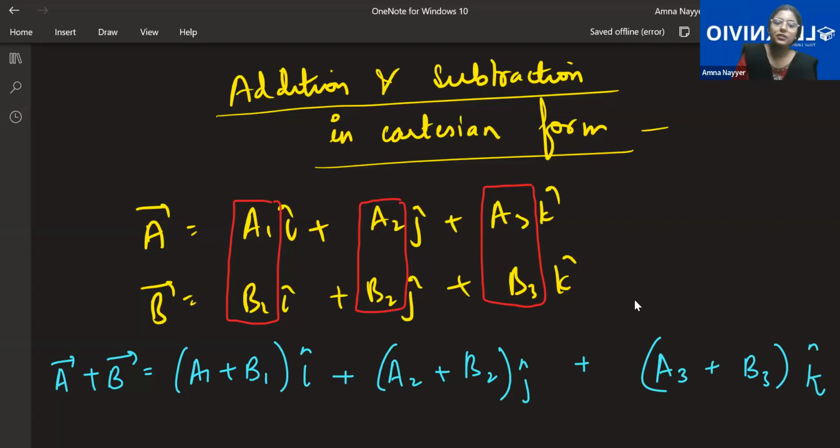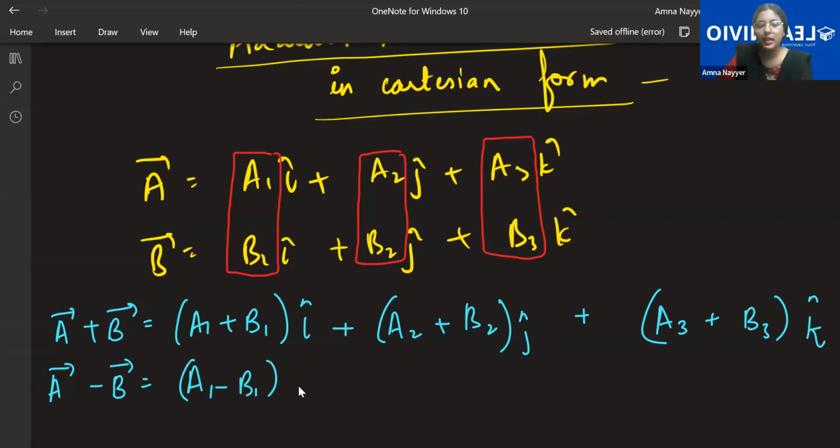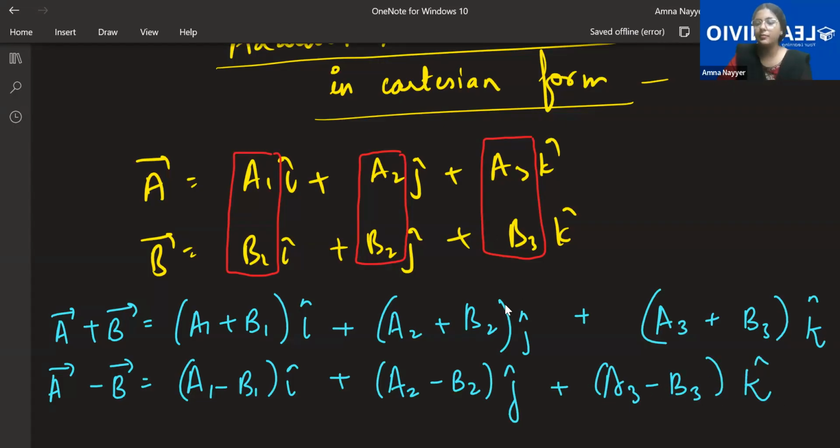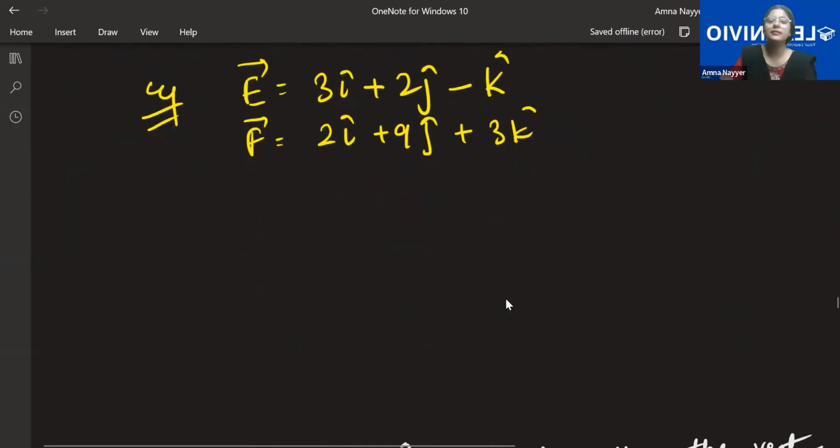And if it's subtraction, you will just write the same thing. A minus B. Wherever we had plus sign, it will be minus: A1 minus B1 I cap plus A2 minus B2 J cap plus A3 minus B3 K cap. That's how you have to add vectors, and how you subtract. Let's take an example and discuss.